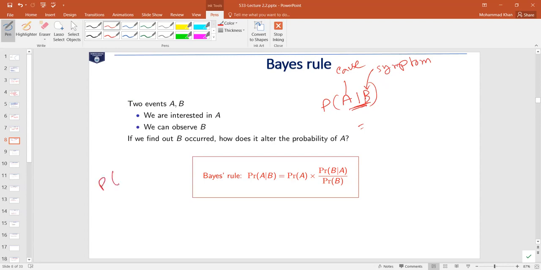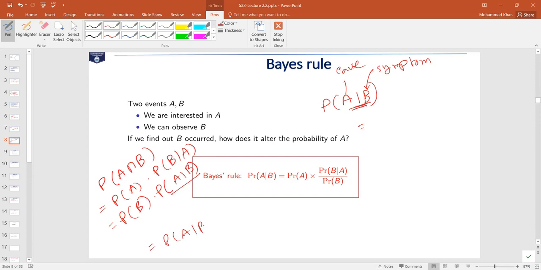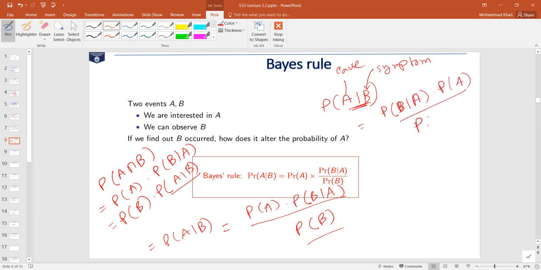For example, probability of A and B. We can rewrite it in a different way: probability of A times probability of B given A. Or we can write it like this: probability of B times probability of A given B. Now from here we can find probability of A given B. So probability of A given B should be probability of B given A times probability of A, divided by probability of B.